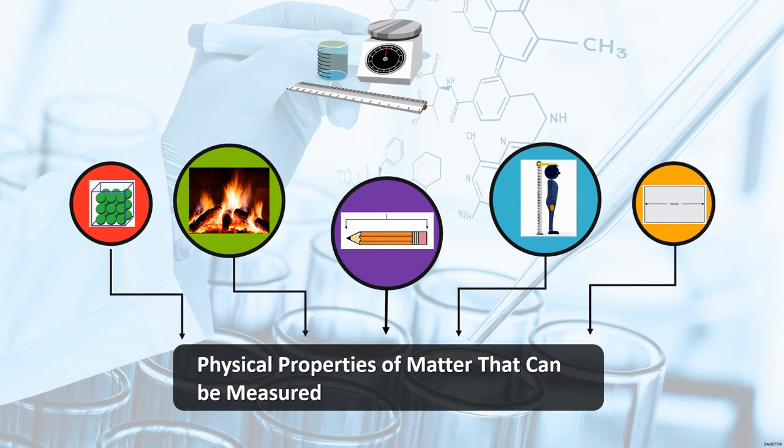Physical properties of matter that can be measured. Let us look at some of them. Density, heat, length, height, width, and thickness.